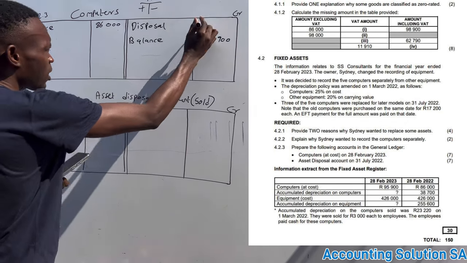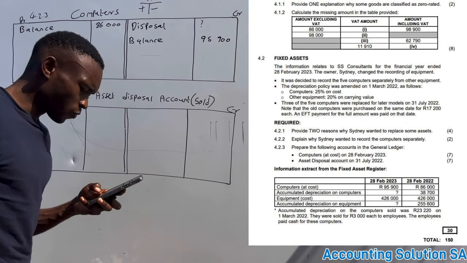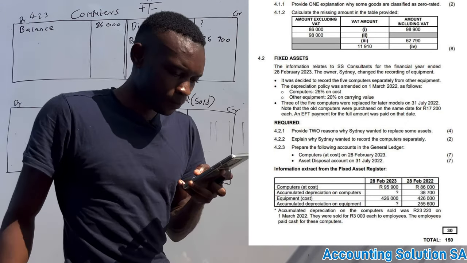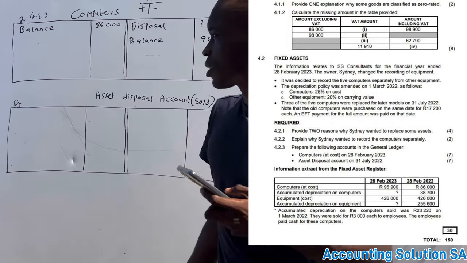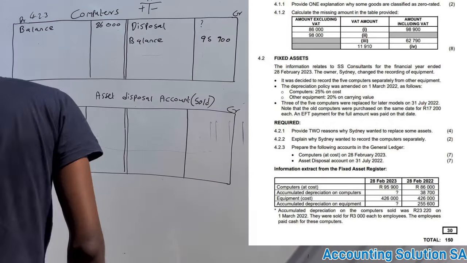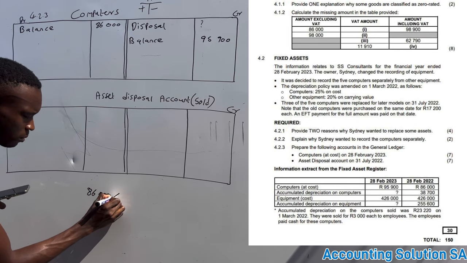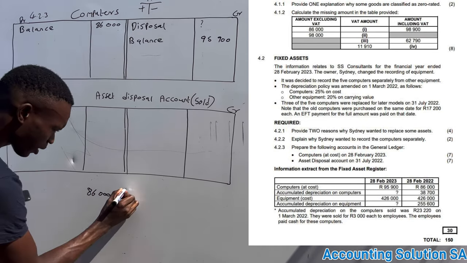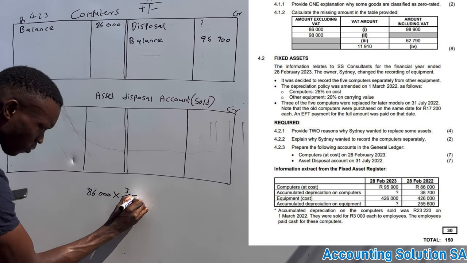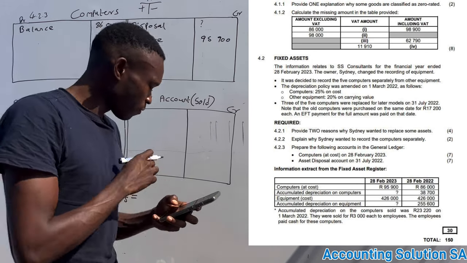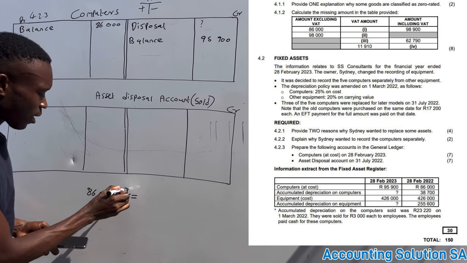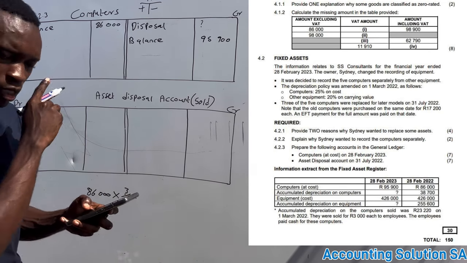Now our disposal is going to be how much? We need to figure it out. They just said 3 of 5 computers. At the beginning, we have 86,000 for 5 computers, which means that now we are looking for those 3 out of 5 computers that have been sold. If you do this calculation, we are going to get the answer for the 3 computers that have been disposed.